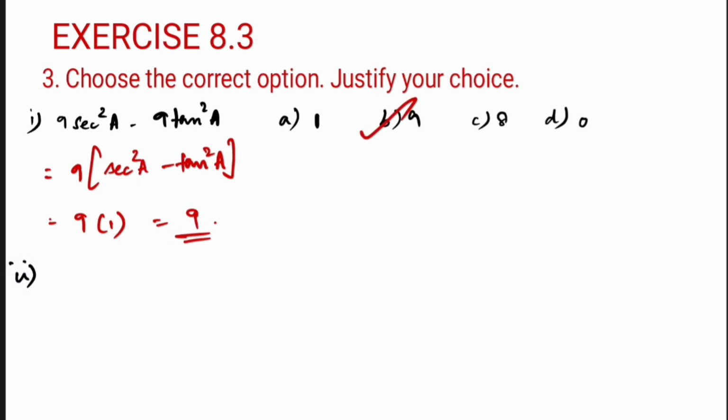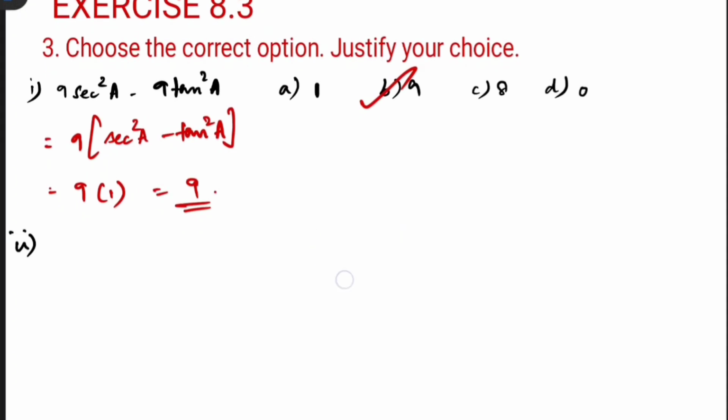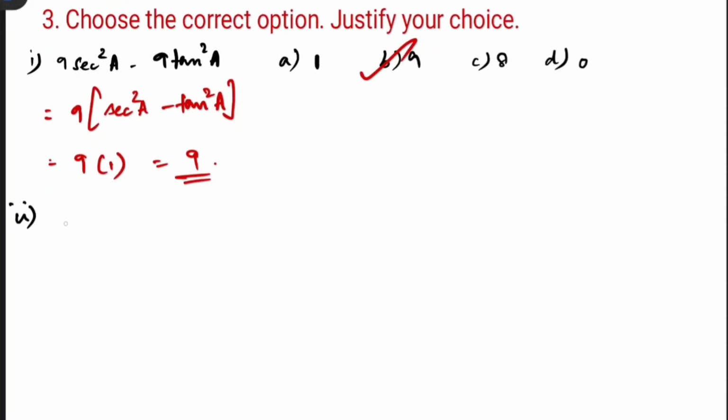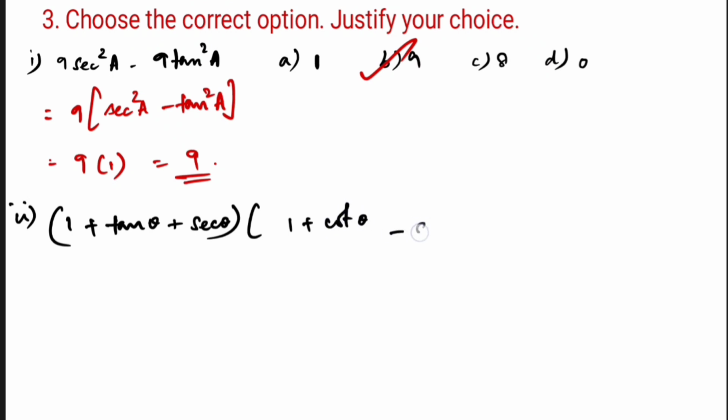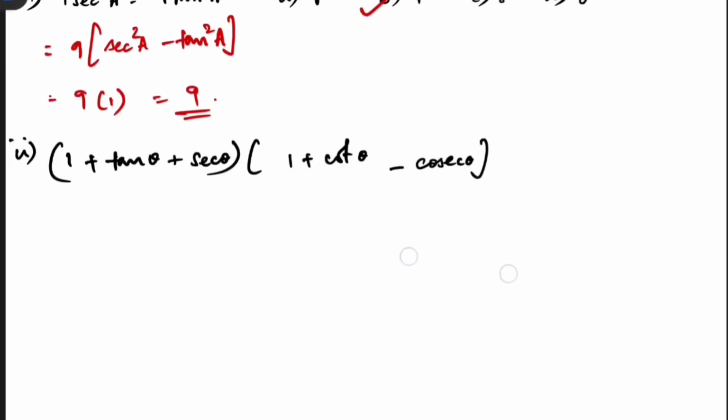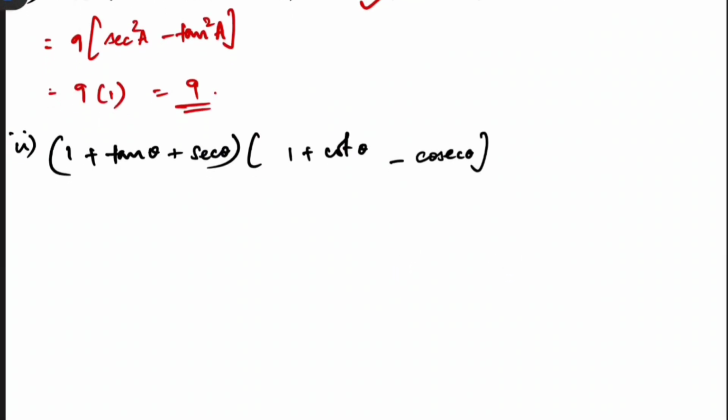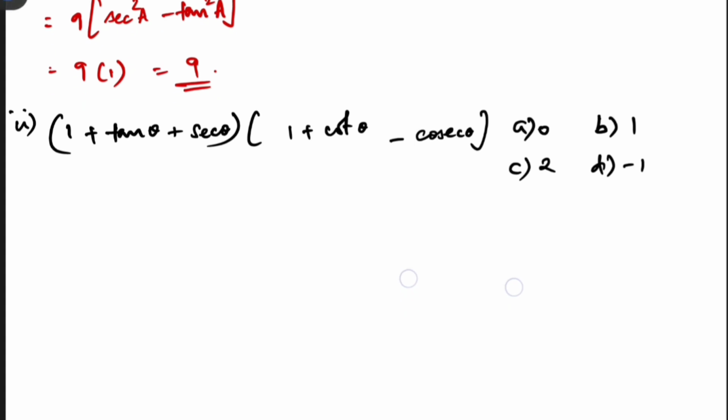Let us do the second sum. Let's see what is the second question. The second question is (1 plus tan theta plus secant theta) into (1 plus cot theta minus cosecant theta). Let us solve the problem. They have also given options. Option A is 0, B is 1, C is 2 and D is minus 1. Let us solve and see the answer.